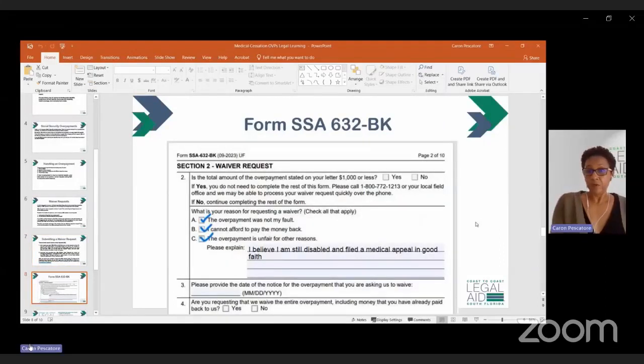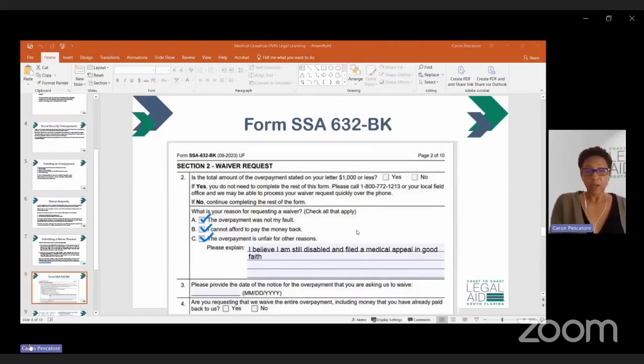Just to briefly go over the form SSA-632-BK. It's a 10-page document, and you need to fill out all the information to the best of your ability. It does ask for a lot of financial information, such as the amount of your rent or mortgage, the amount you pay in utilities, if you have a car, what your car payment is, or how much it's worth, that type of thing.